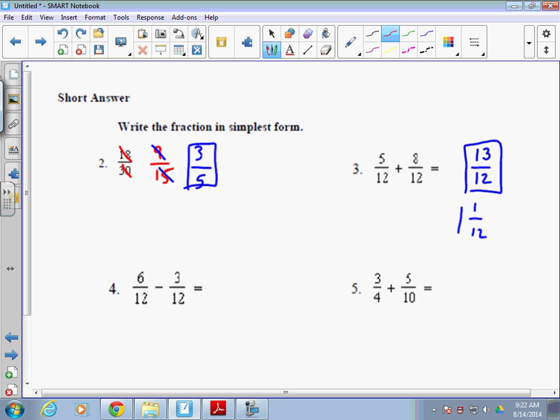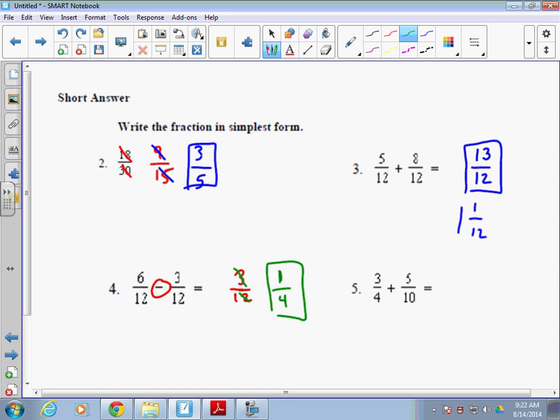The same thing for number 4. You're subtracting, so you have to have the same denominator. They're both 12, so you leave it as 12. 6 minus 3 is 3. Now, this one, on the other hand, you can't leave this way because there is a number that goes into both 3 and 12 that's common. The number 3 does. 3 times 1 is 3, and 3 times 4 is 12. 1/4 is your simplified version.